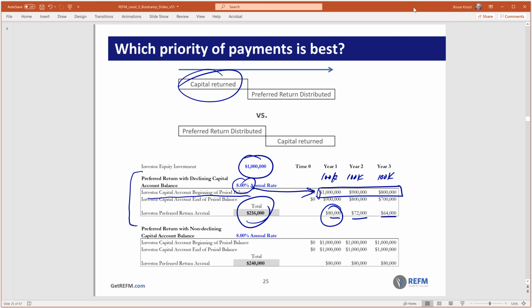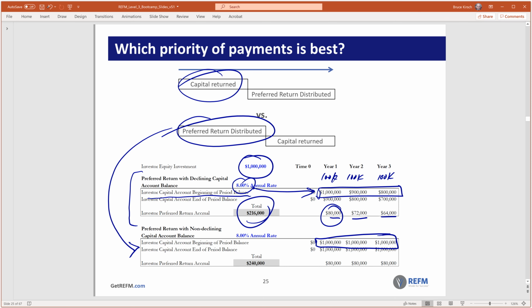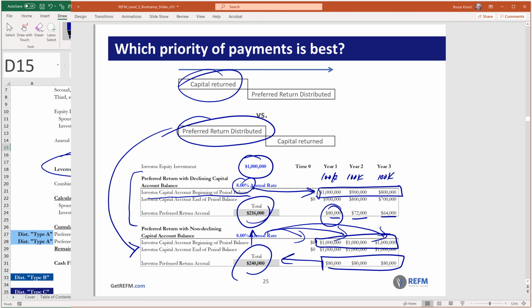If instead the first dollars were to be classified as the distribution of the pref, what you see is the $1 million amount stays constant and the 8% is multiplying by that constant amount, and the total ends up being greater than the total if the dollars that came out first were to be classified as return of capital.